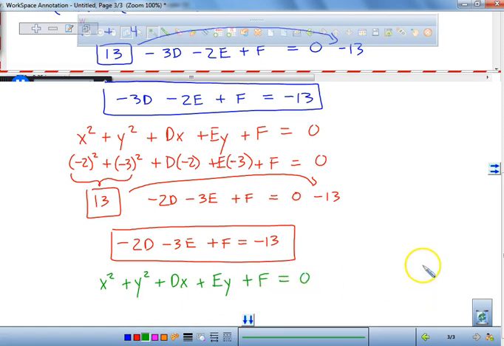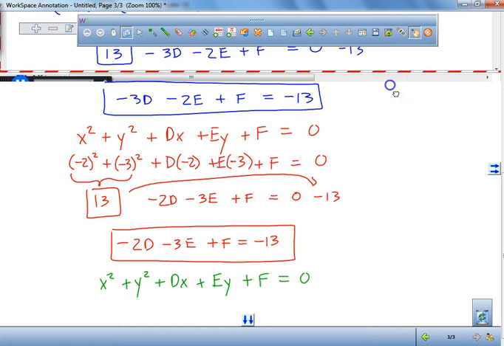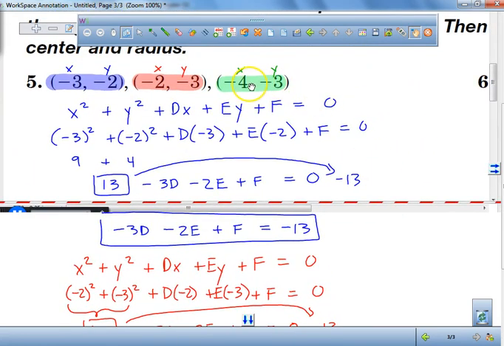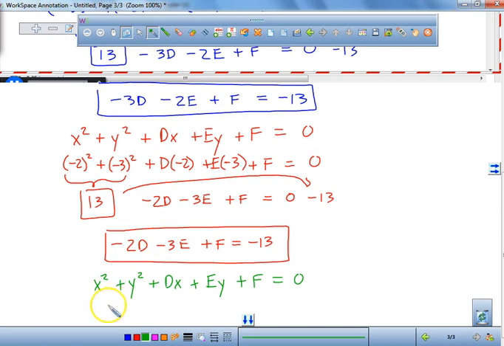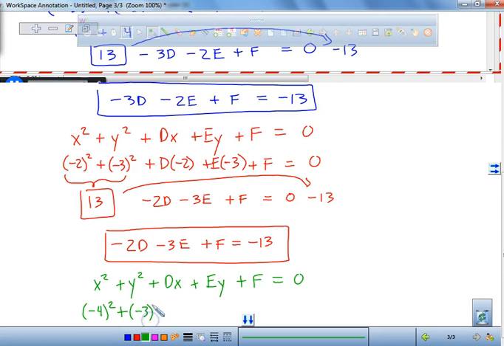And last but not least, we're going to take all of our greens up here and plug them in. So everywhere we see an X, we're going to plug in a negative 4. Everywhere you see a Y, we're going to plug in a negative 3.